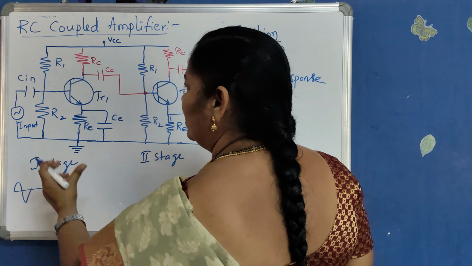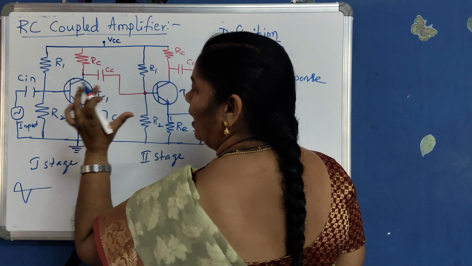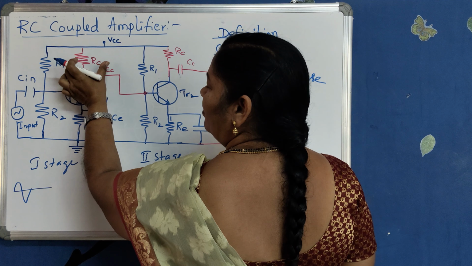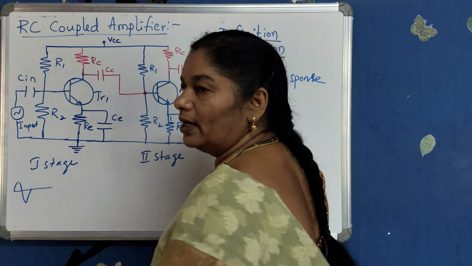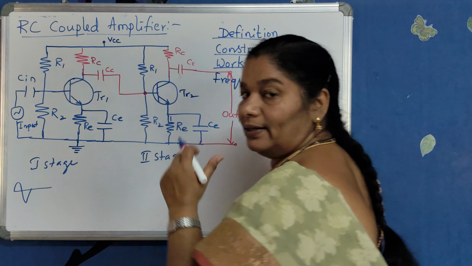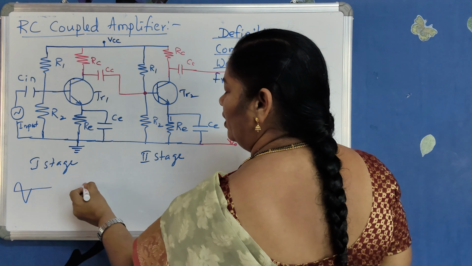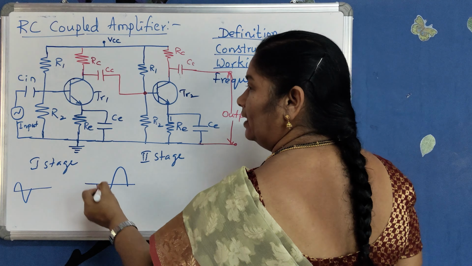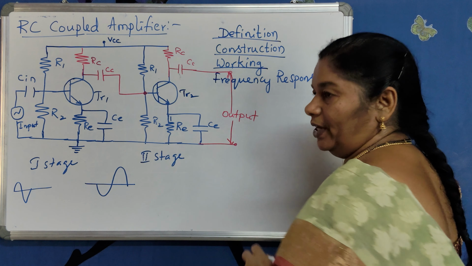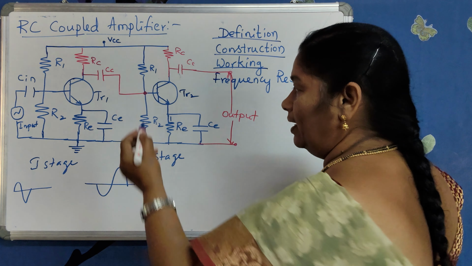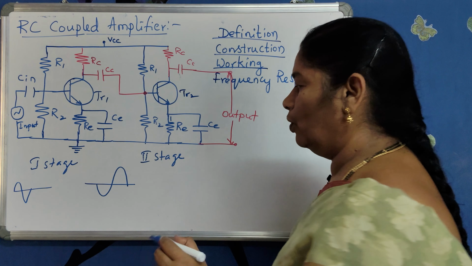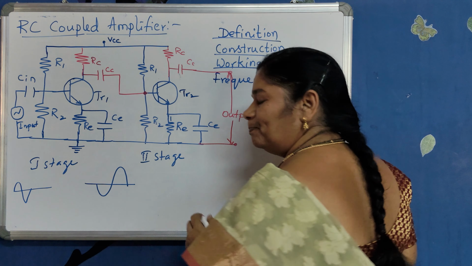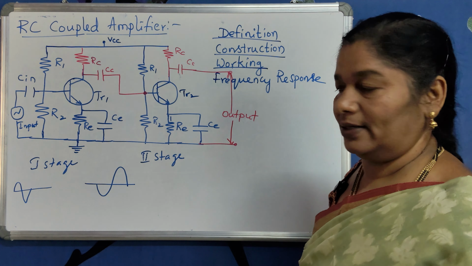The transistor will amplify the signal. The amplified signal will appear at RC, that is the collector resistor. The output will be like this. How? It will have a 180 degree phase shift, due to the working of the transistor. So this is the output of the first transistor.